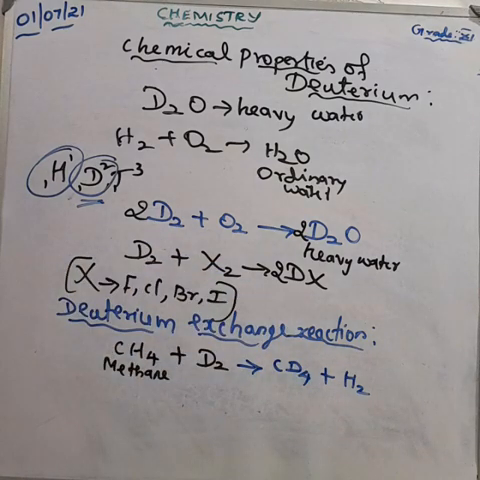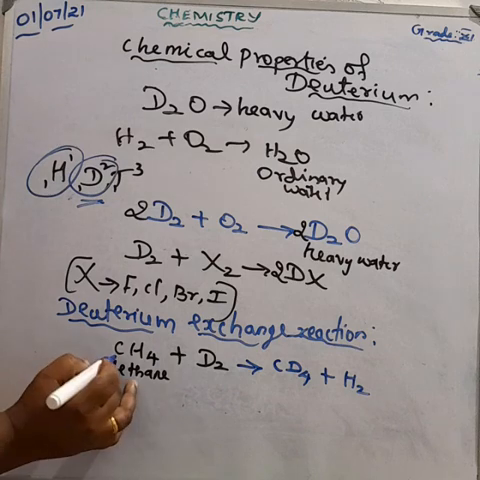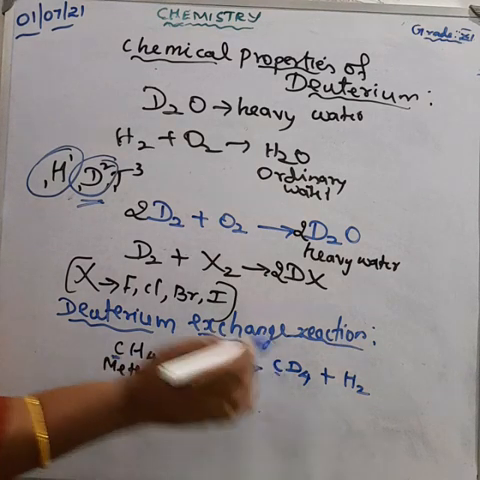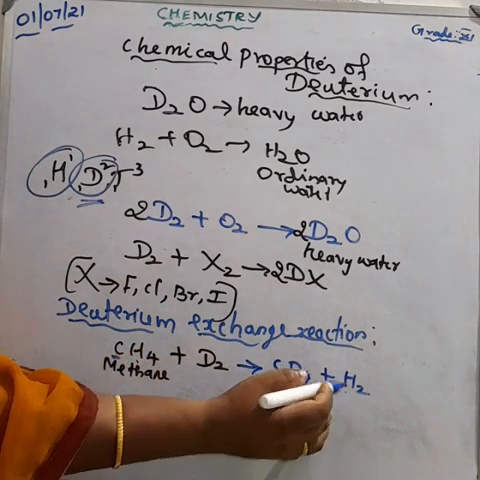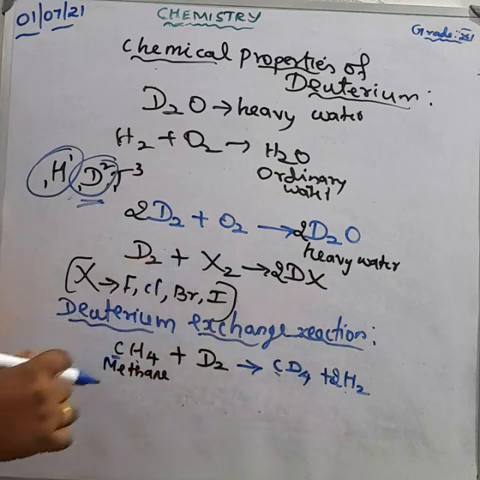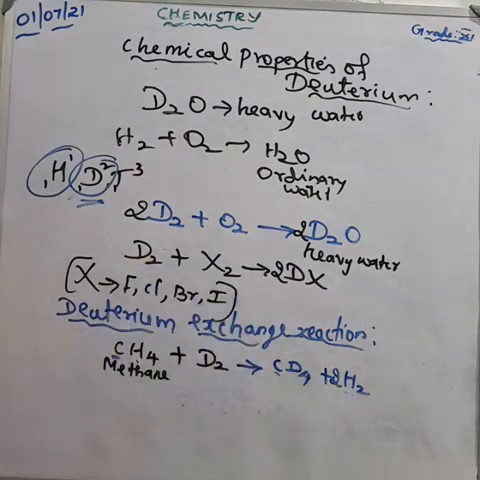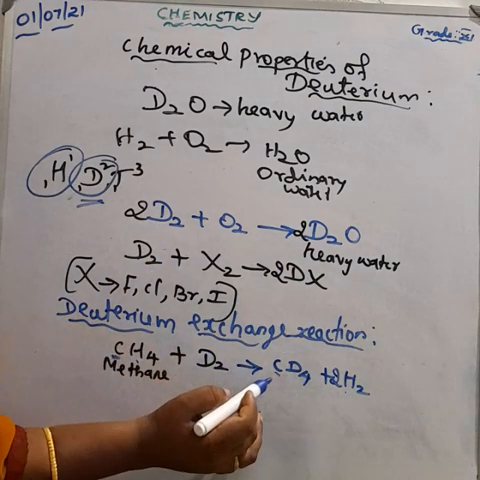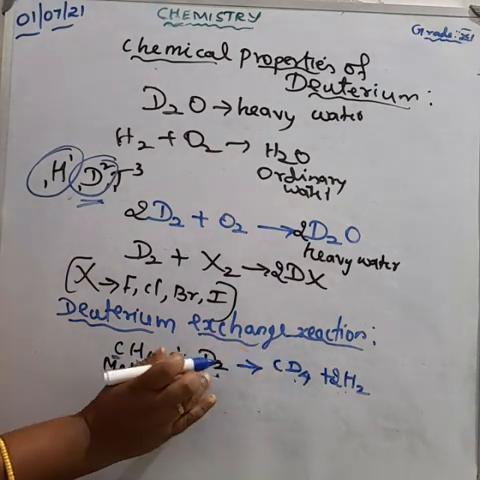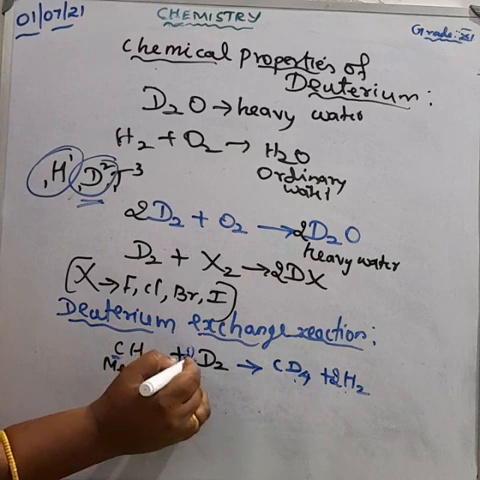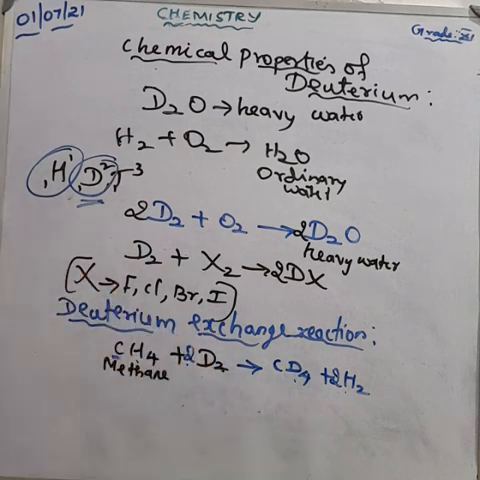Here we have to balance this equation. Carbon: one carbon here, and one carbon here. But hydrogen: 4 hydrogens here, but only 2 here, so we have to make it 2, so 2 2s are 4. For deuterium: 2 atoms here, but 4 atoms of deuterium here, so we have to make it 2, so 2 2s are 4 deuterium. The equation is balanced.